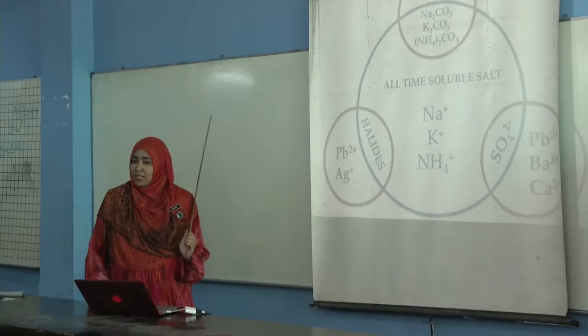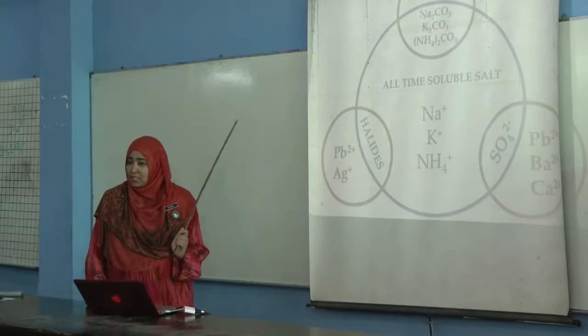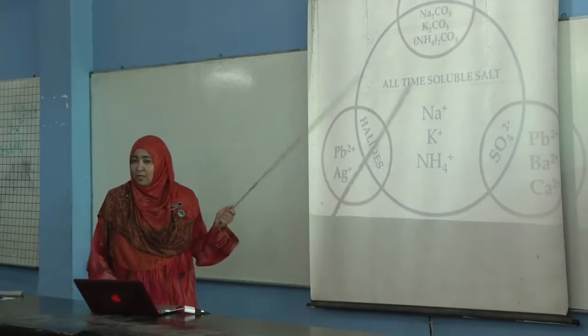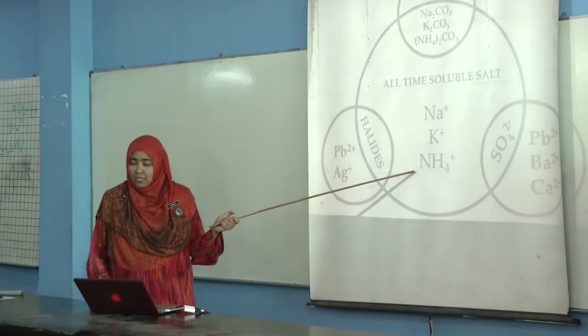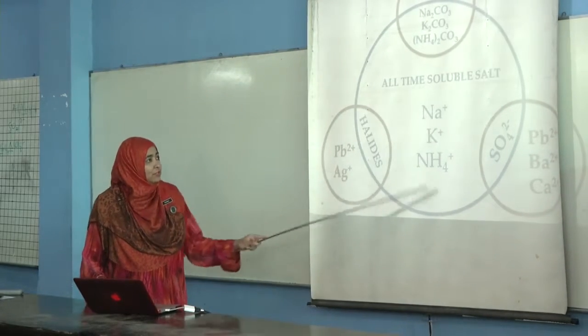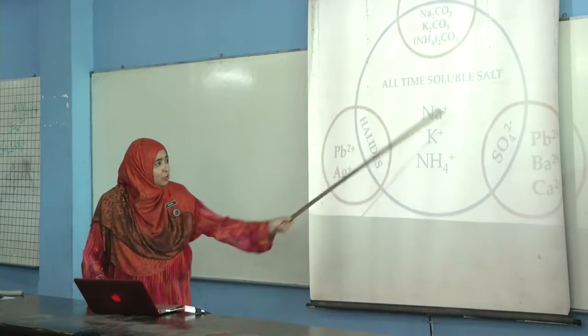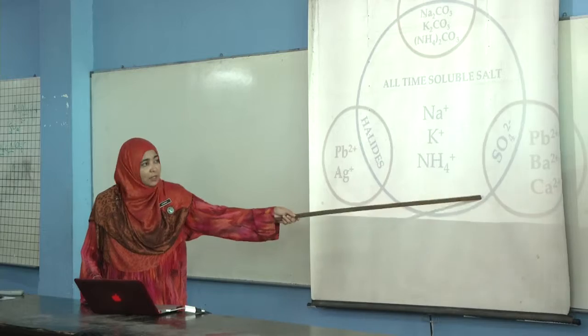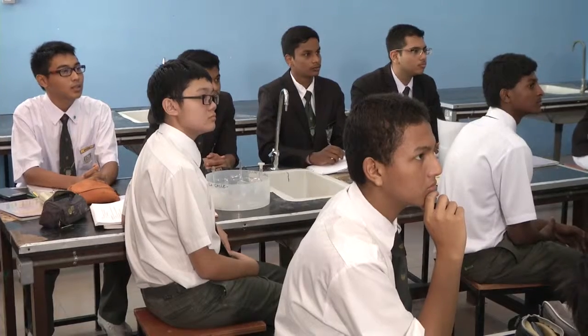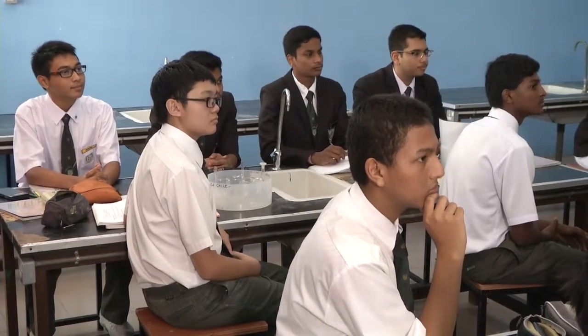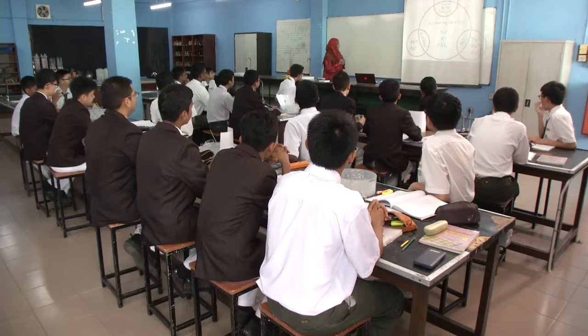Meaning, if I say sodium chloride, is it soluble? Yes. Potassium nitrate? Yes, soluble. So that's part of the example. And then we have another 2 salts, halides and SO4(2-). They are also soluble. Okay, let's go to halides.